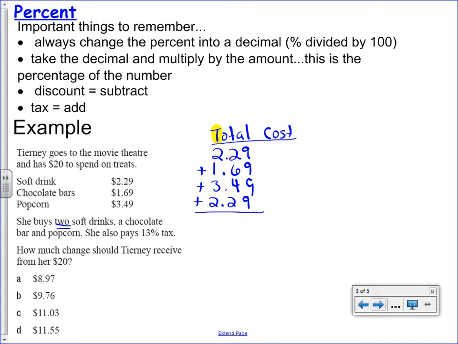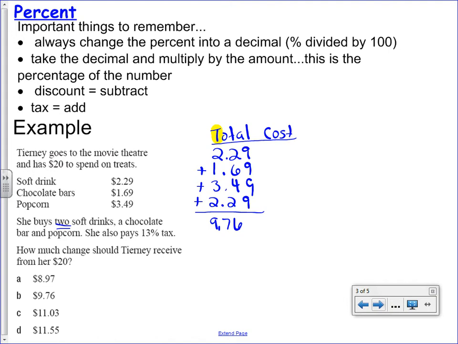This is called my subtotal. What do I get? Lucas, can you help me out? 9.76. Oh, look at this. EQAO put that as an answer, 9.76. Why is that wrong? What do I still need to do? Andrew? Add the tax. Okay, now only with the tax.